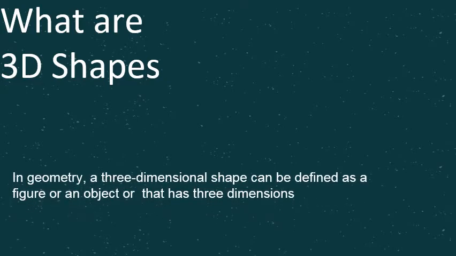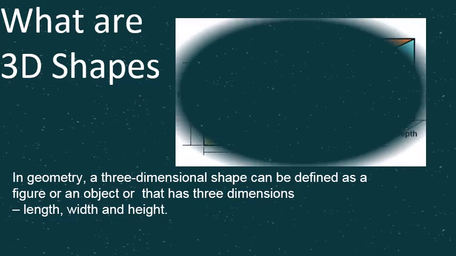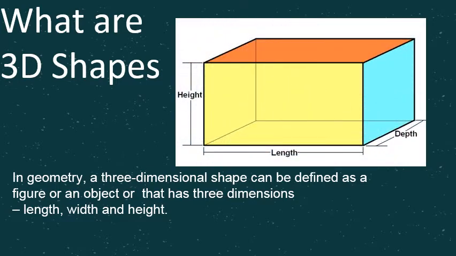In geometry, a three-dimensional shape can be defined as a figure or an object that has three dimensions: length, width, and height. So there we have a picture. You can see that it's the height, the length, and the depth.